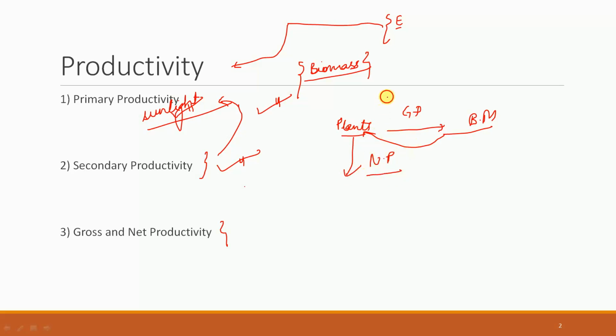So this is the difference between gross productivity and net productivity, and this is the difference between primary and secondary productivity that you should know vis-a-vis productivity.